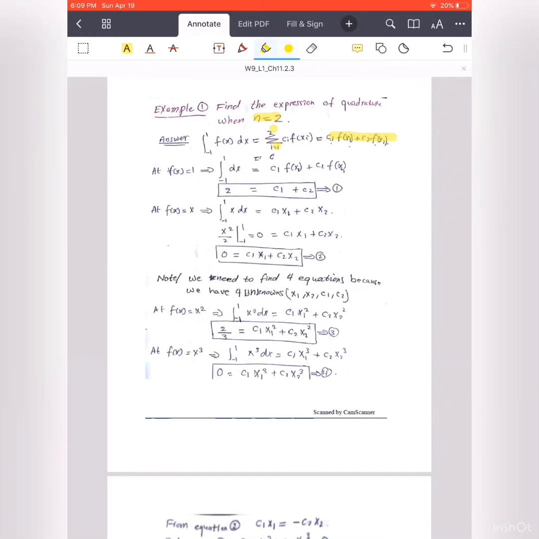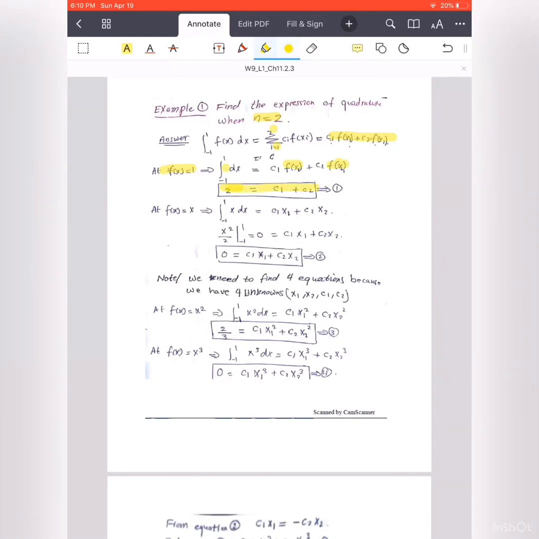So how to find these values? We have 4 unknowns. It means we need 4 equations. We'll start with the first equation like before. Put f of x equal 1. So here is 1. Integrate this one. We found it 2 like before. But the right hand side, f of x equal 1, what is this here? This is 1 and this is 1. So here is the answer. So we found the first equation.